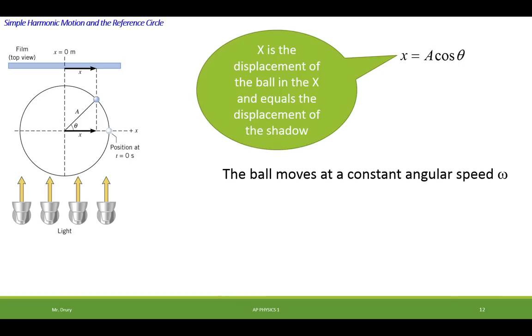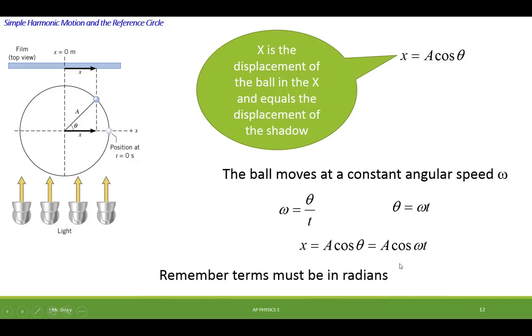And remember, the ball has to move at a constant angular speed, omega. And we know that omega is the change in angular displacement per unit of time. And remember that theta is equal to omega times t. So we can replace theta here with omega times t. And therefore we can come up with this equation, x equals A cosine omega t. And whenever we use an equation like this, we've got to remember to always be in radians. So theta is measured in radians, omega is measured in radians per second.